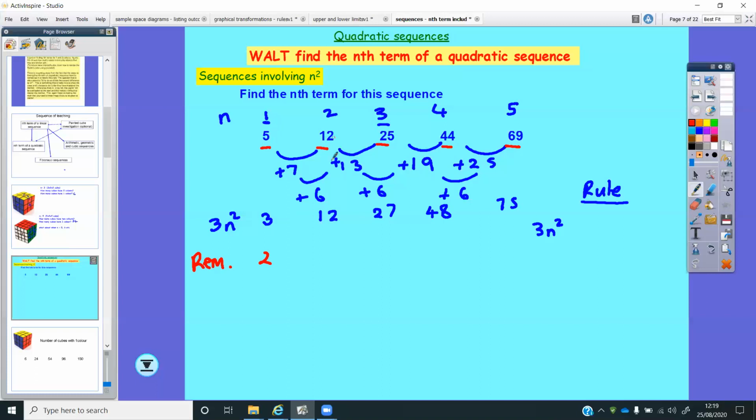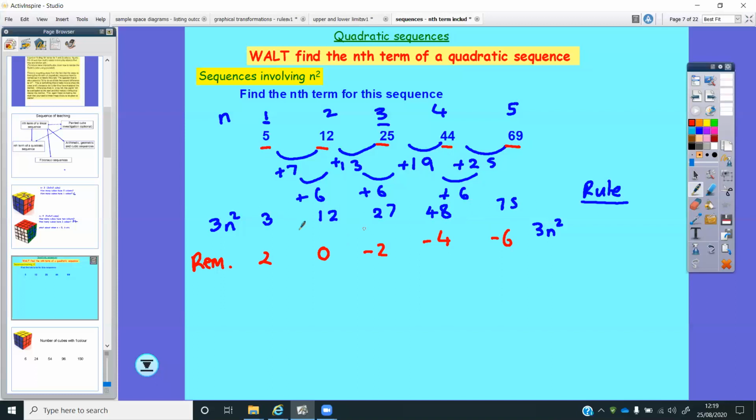3n squared gives us 12, so 12 minus 12 is 0. 3n squared gives us 27, and the sequence has 25, so 25 minus 27 gives me negative 2. 44 minus 48 gives me negative 4, and 69 minus 75 gives me negative 6. Now, this might seem a bit weird, but essentially that makes up part of the sequence. We need to subtract 3n squared from the sequence to see what's left. We get these negatives here.